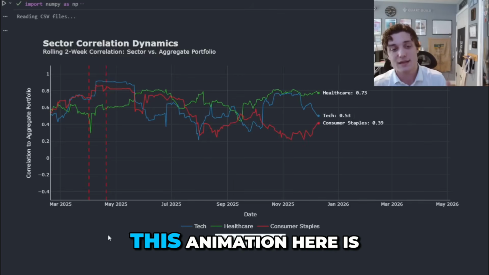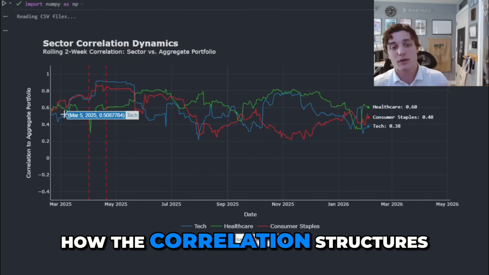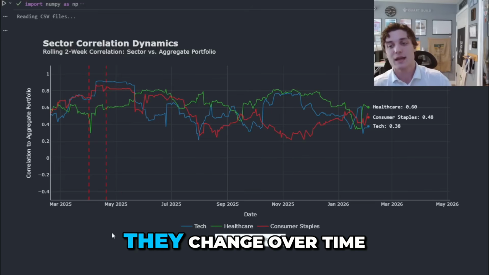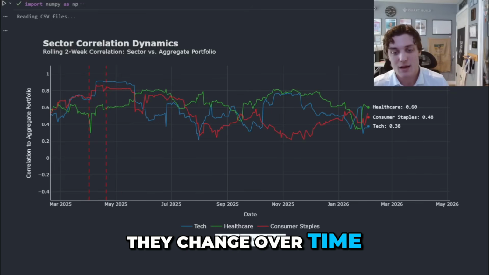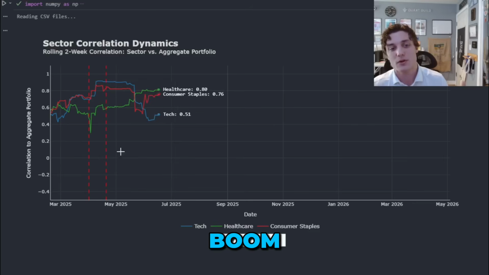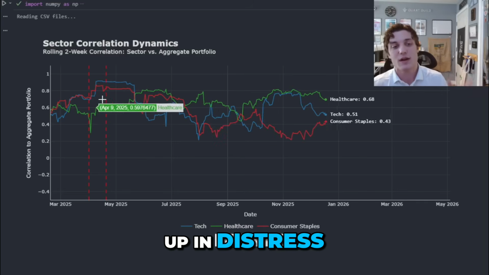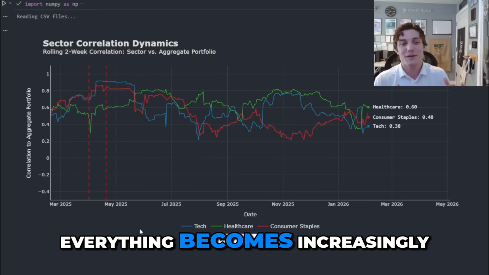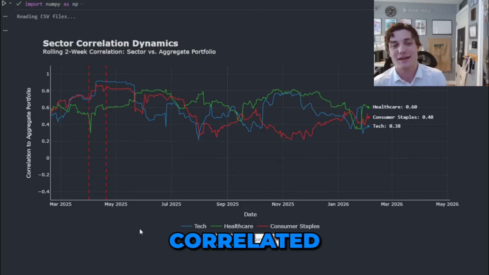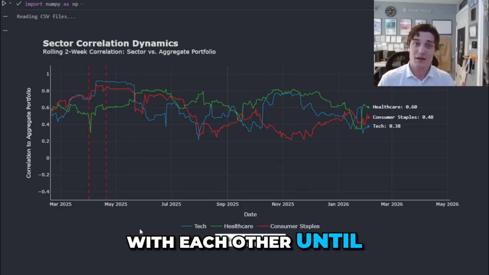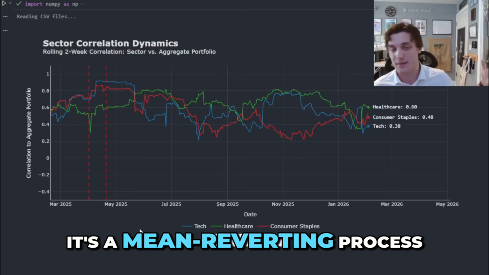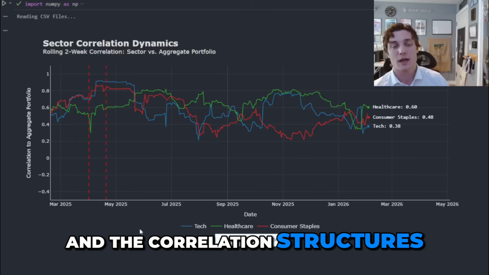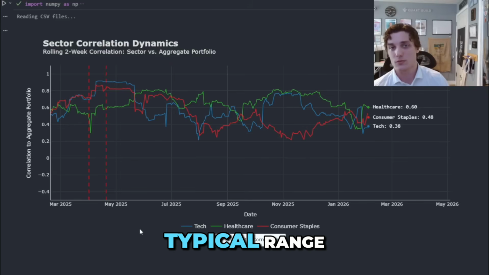What you're observing in this animation here is how the correlation structures jump during market distress. They change over time. I'll play this animation for us again here. Boom. Right when we end up in distress, we can see the correlation structures fundamentally change. Everything becomes increasingly correlated with each other until the volatility comes back down. It's a mean reverting process after all, and the correlation structures go back to their typical range.